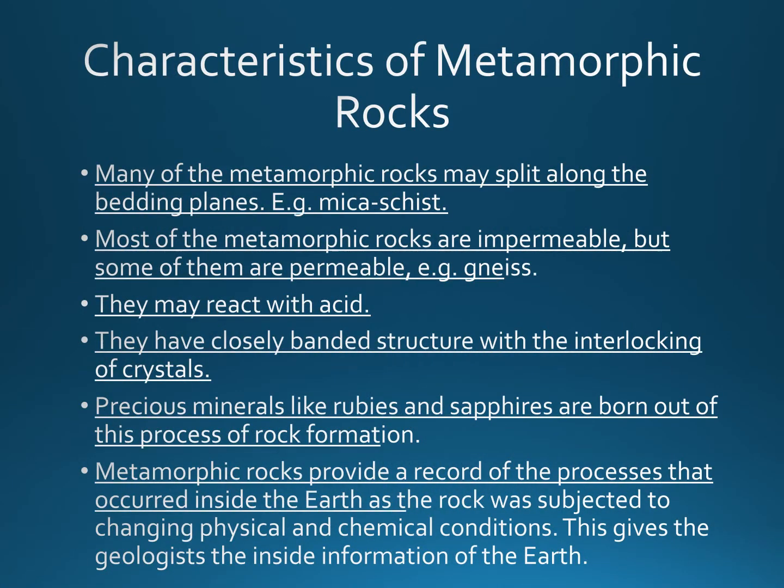Many of the metamorphic rocks may split along the bedding planes. For example, mica schist. Most of the metamorphic rocks are impermeable, but some of them are permeable. For example, gneiss. They may react with acid. They have closely banded structure with the interlocking of crystals. Precious minerals like rubies and sapphires are born out of this process of rock formation.